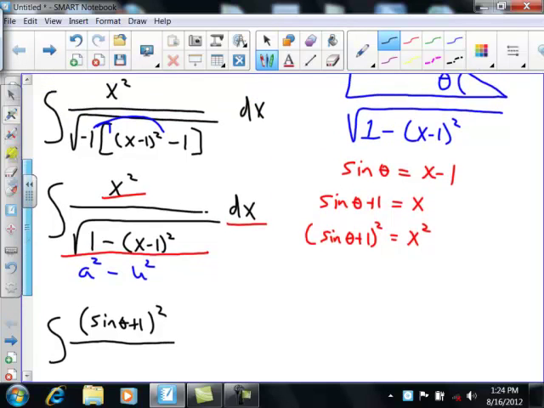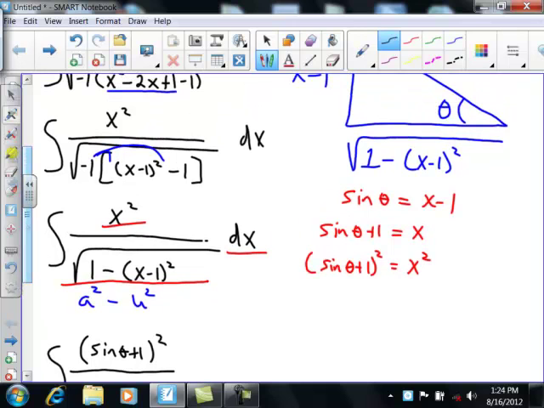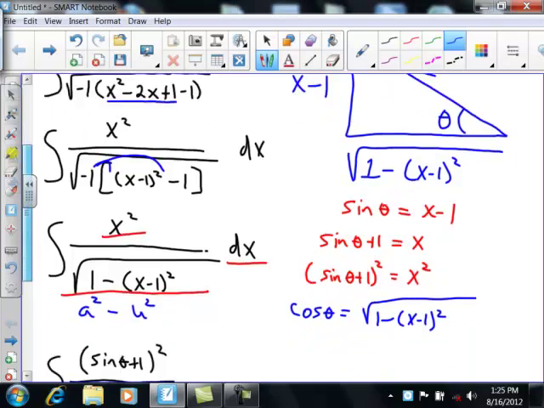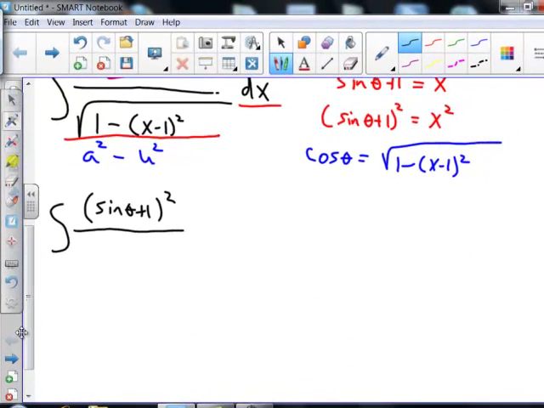now back up here in my picture, I'll do this in blue. I have that my adjacent side is the square root of 1 minus x minus 1 squared. So I can use my triangle that I have over there, and that tells me that the cosine of theta is the adjacent, which is the square root of 1 minus x minus 1 squared, over the hypotenuse, which is 1. So cosine theta is the square root of 1 minus x minus 1 squared. Alright, so I can replace my denominator with cosine of theta.